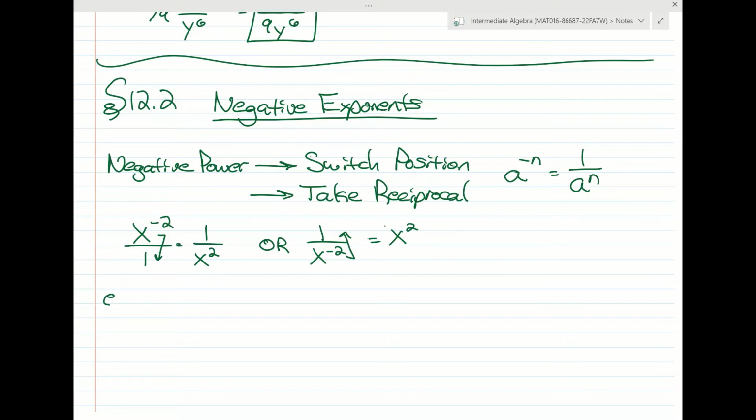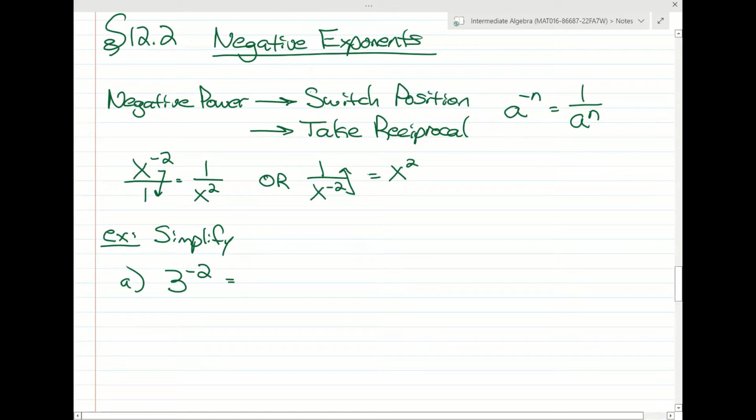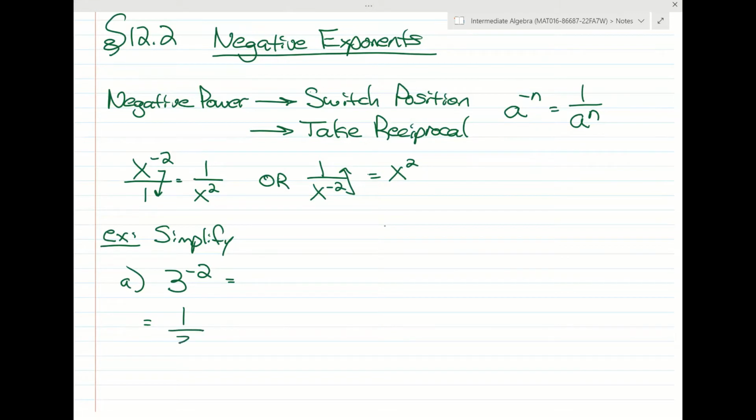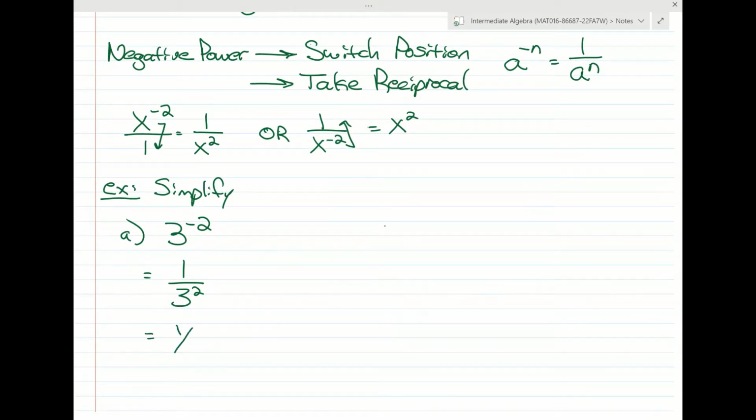So go ahead and get right into these problems. If I asked you to simplify 3 to the negative second, 3 to the negative second is the same thing as just 1 over 3 to the second. 1 over 3 to the second, of course, is 1/9. That's how you would do this.